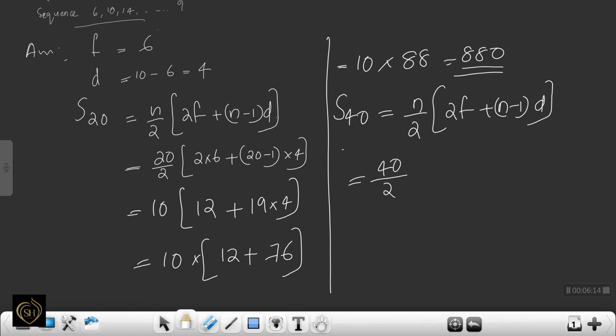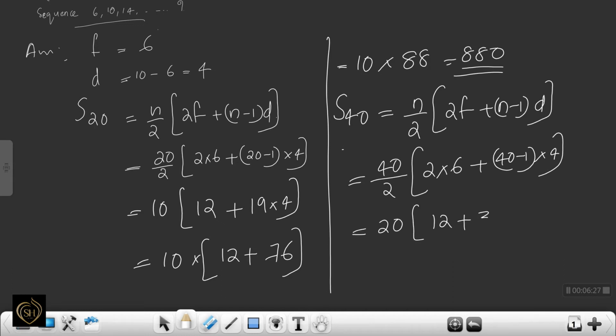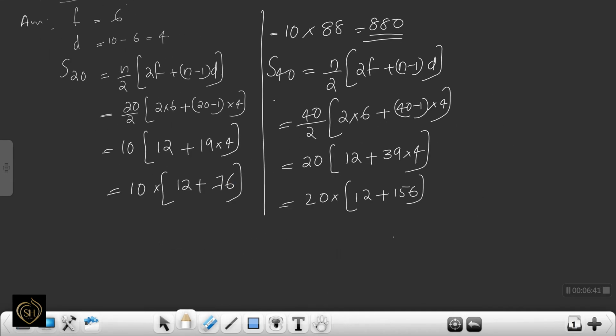So 40 by 2 into 2 into f, 6 plus 40 minus 1 into d. d is 4. This is equal to 20 into 12 plus 39 into 4. This is equal to 20 into 12 plus 156. That is 168. That is equal to 3360. This is the sum of the first 40 terms.